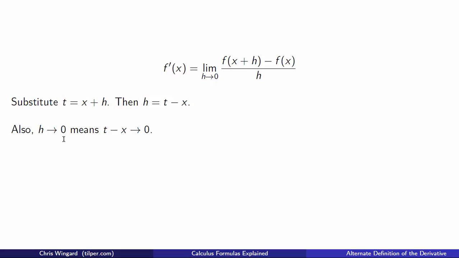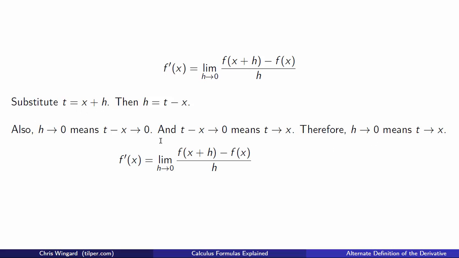Well, if h goes to 0 and h is t minus x, then that means t minus x goes to 0. And this expression right here, t minus x goes to 0, we can add x to both sides of that, and t minus x goes to 0 means t goes to x. Therefore, if h goes to 0, then t goes to x, under this substitution that we're making here.